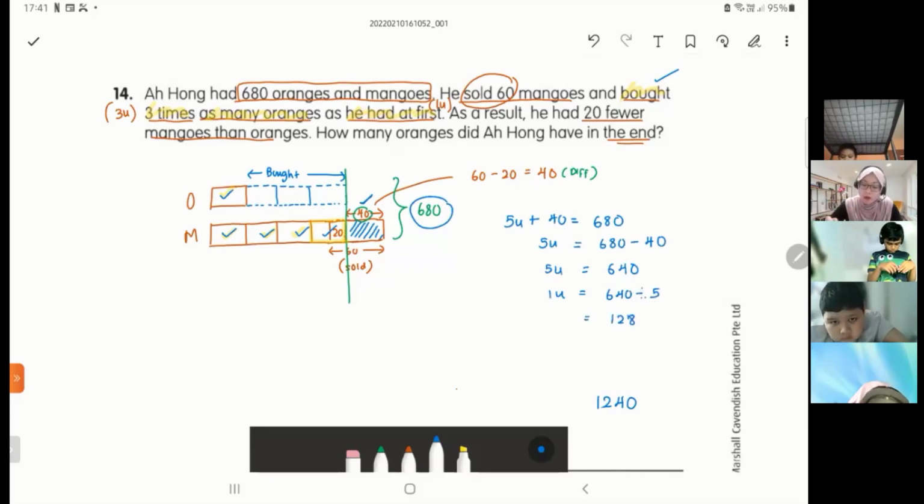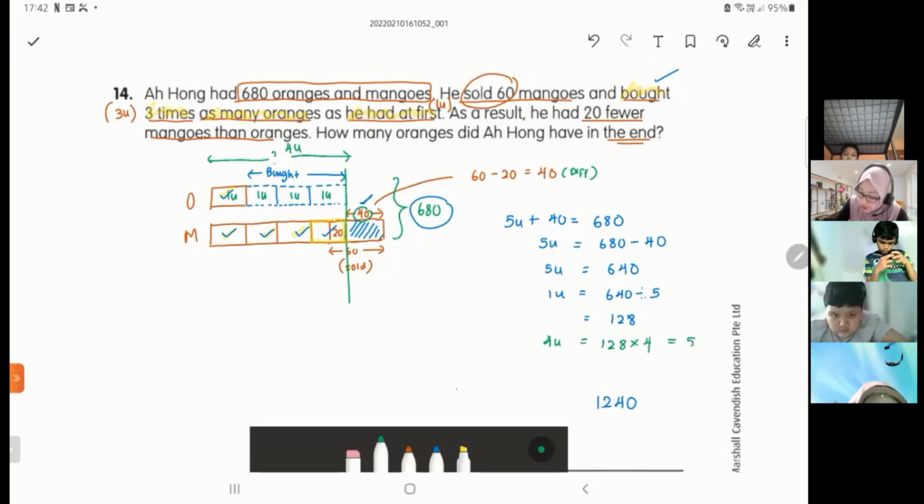Now, how many oranges did Ahong have in the end? In the end, he goes and buys all these: 1 unit, 2 units, 3 units, 4 units. He has 4 units in the end. That's what I want to find. 4 units. Okay, so 4 units is 128 times 4 equals 512. Answer is 512. Okay? Understand?